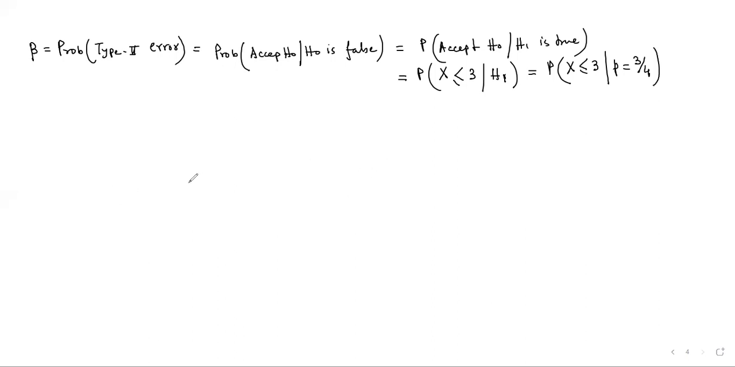And you can do this particular problem in two different ways. Here also, capital X is following a binomial distribution with n equal to 5 and parameter P equal to 3/4.